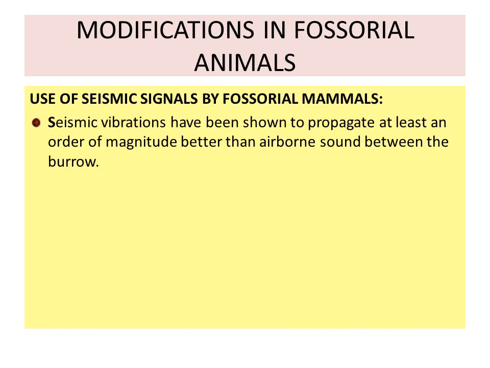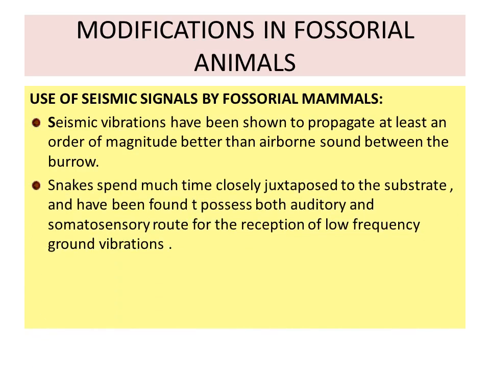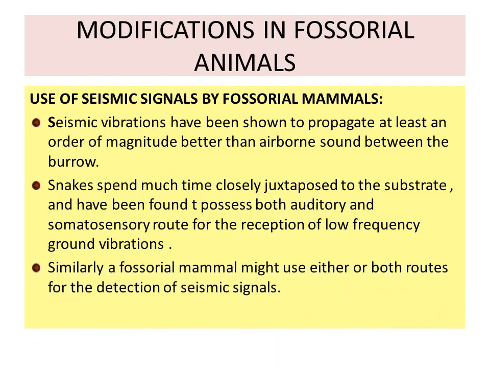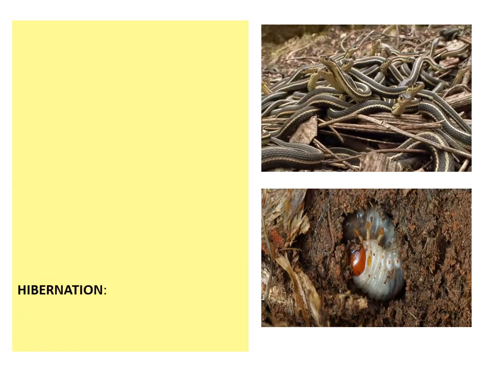Next is the use of seismic signals by fossorial animals. Seismic vibrations have been shown to propagate, at least an order of magnitude, better than airborne sound between burrows. Snakes spend much time closely juxtaposed to the substrate and have been found to possess both auditory and somatosensory routes for reception of low frequency ground vibration. Similarly, a fossorial mammal might use either or both routes for detection of seismic signals.